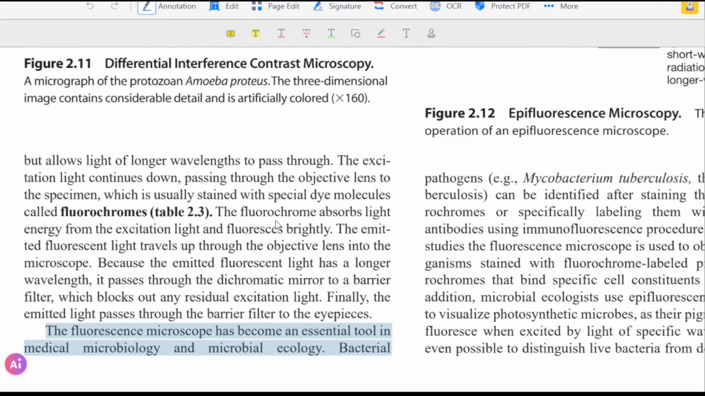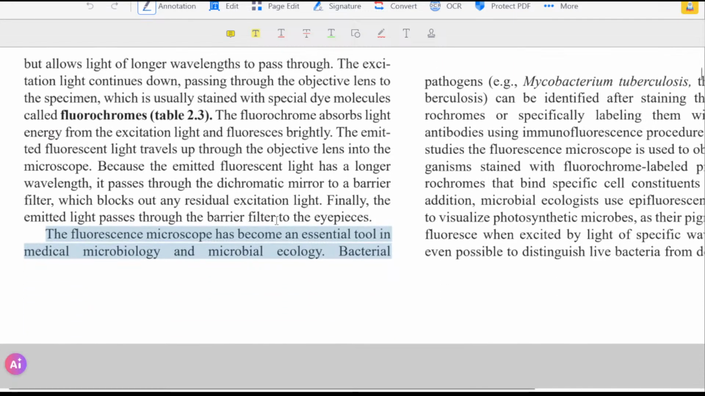Like, can't we make it at home? We just need a dichromatic filter, oh yeah, a mercury lamp, and fluorochromes. Yeah, isn't this enough? This is pretty simple compared to all of the other microscopes. I wonder what the pros and cons of all of these types of microscopes are. So the fluorescence microscope has become an essential tool. Does it have any drawbacks in medical microbiology and microbial ecology?